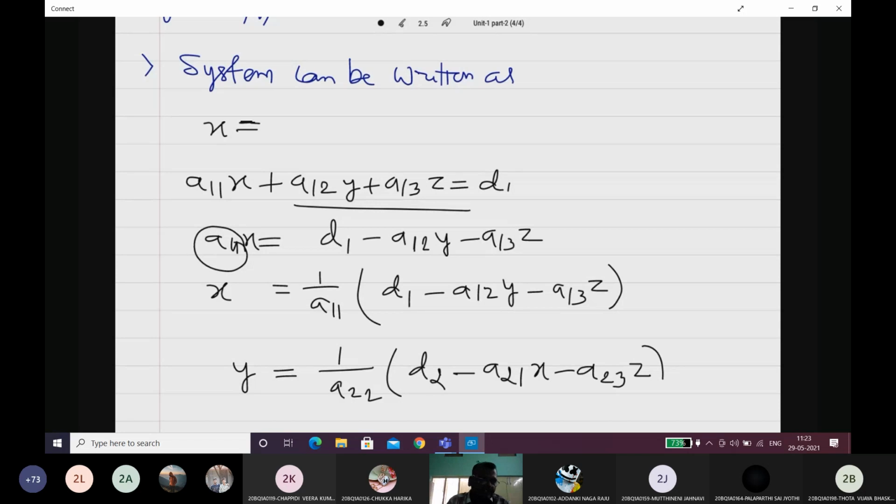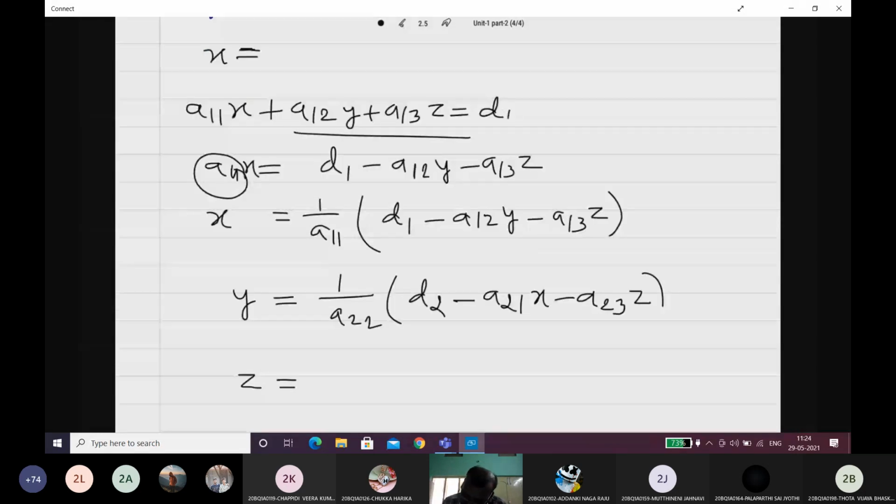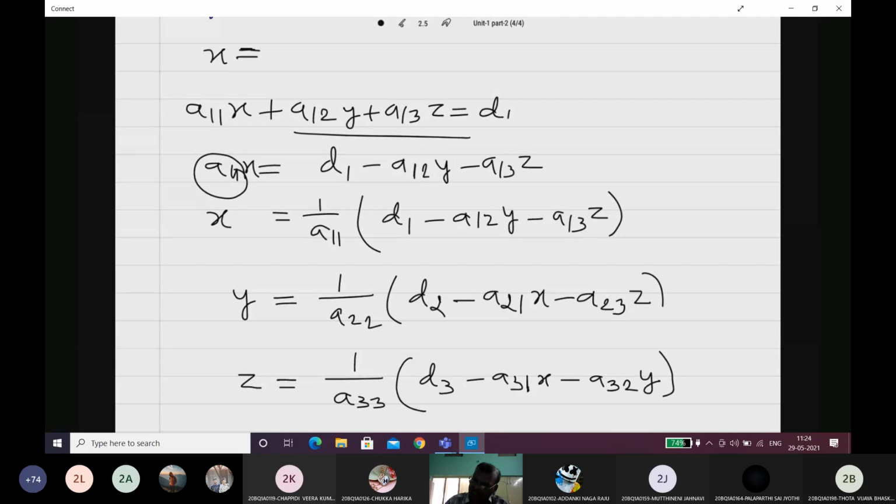And again, from the third equation, we can find the value of z in terms of x and y. That is Z is equal to 1 by A33 of D3 minus A31x minus A32y. This is one set of equations. Very simple. We have to rewrite the equations like this.